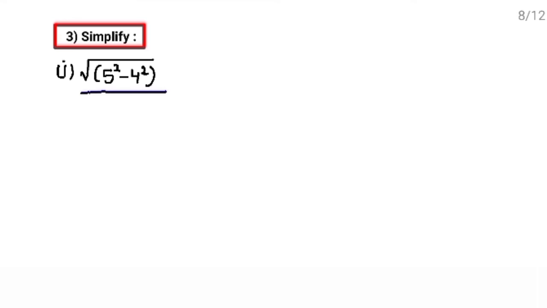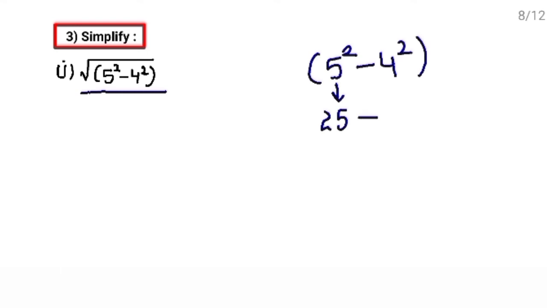Now the next question, question number 3, simplify. Find the square root of this. Firstly you will solve the inner bracket. First find its value: 5 square minus 4 square. What is 5 square? 5 multiply 5, 5 5s are 25. Minus 4 square means 4 4s are 16. When you subtract, what do you get? You get 9. So in place of this value, what will you write? 9.